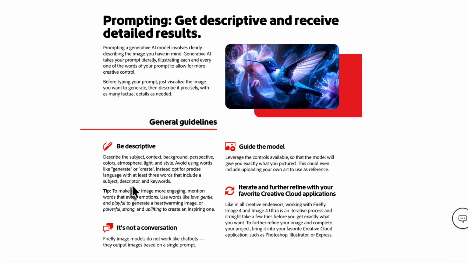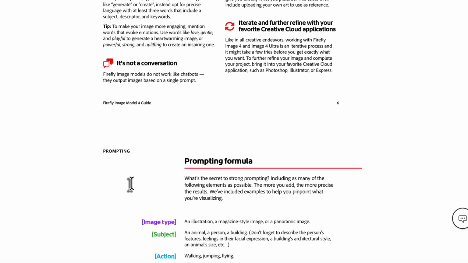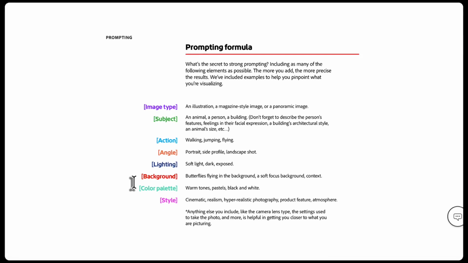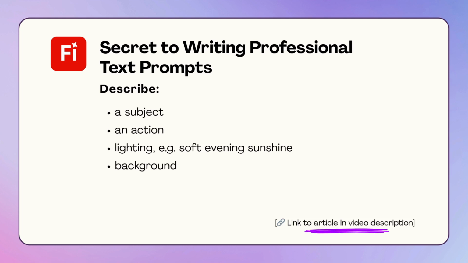Writing text prompts can be tricky until you get the hang of it, so to help you out, I've left a link in the description underneath this video which takes you through this process in great detail. By way of a summary, you need to describe a subject, an action, any lighting such as soft evening sunshine, the background you want to include, a colour palette and design style.